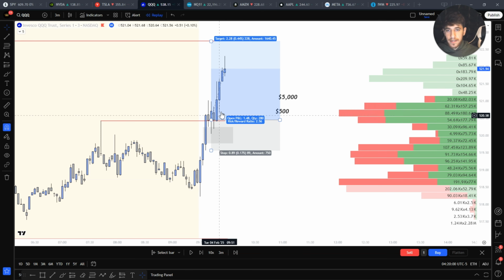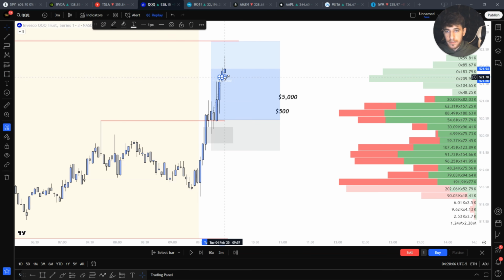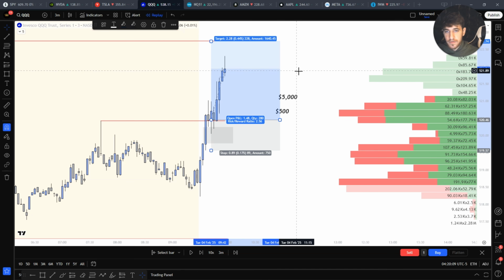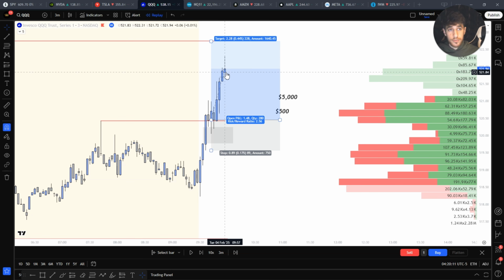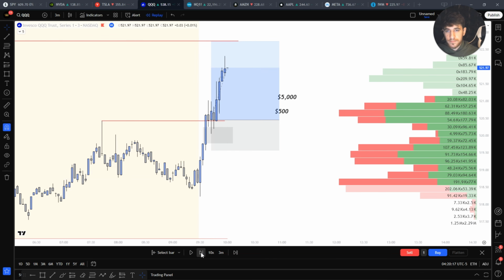So far we had a really strong move on QQQ, and now we just had a fair value gap that popped up right over here. Okay, so if price can break this fair value gap right up here, then I'll close the trade. If not, I'm still holding this trade for a move up to this target right here. All right, so let's take a look at what happens.